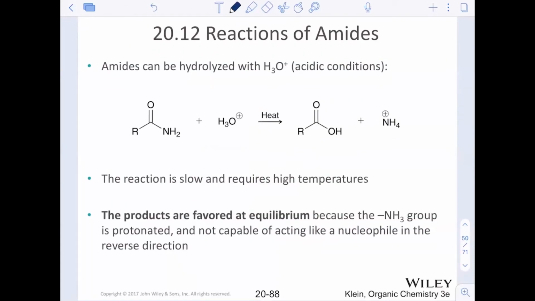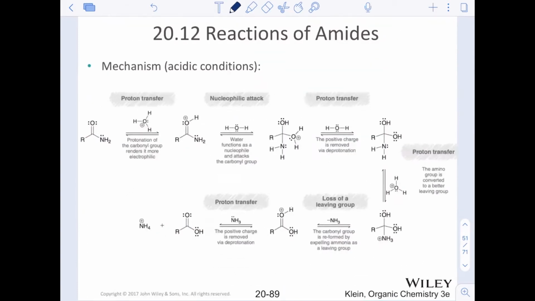Amides can be hydrolyzed with H3O+ under acidic conditions. The products are favored at equilibrium because the NH3 group was protonated and it's not capable of acting as a nucleophile anymore, right? This is no longer a nucleophile, so we're kind of stunting that leaving group. This reaction is slow. It requires high temperatures, so we typically do not do it, but theoretically it will work.